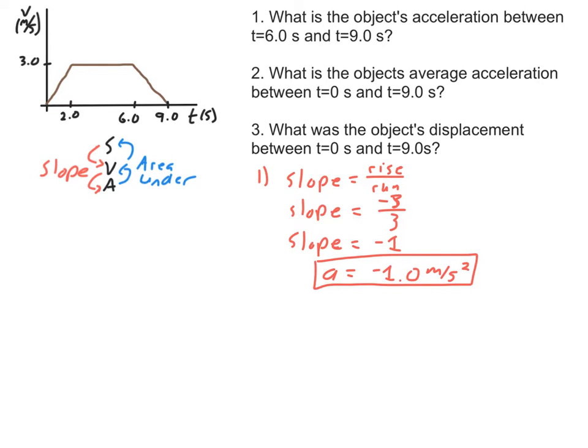All right, let's look at number 2. What is the object's average acceleration between t equals 0 and t equals 9 seconds? And so your first reaction might be, all right, so we find the acceleration of each individual piece here, and then we actually need to average them.